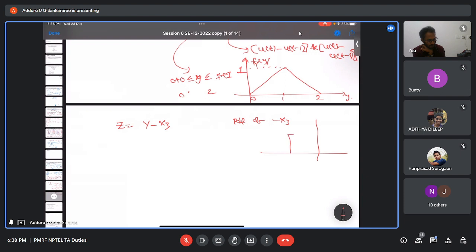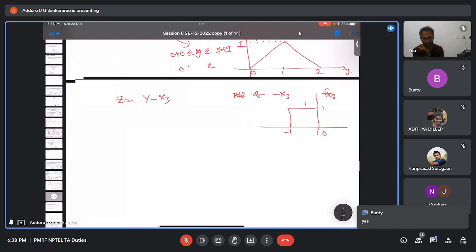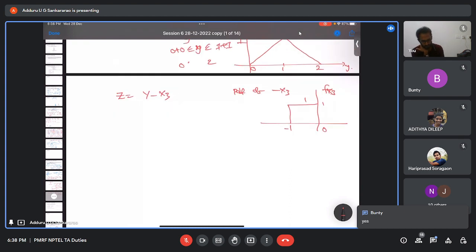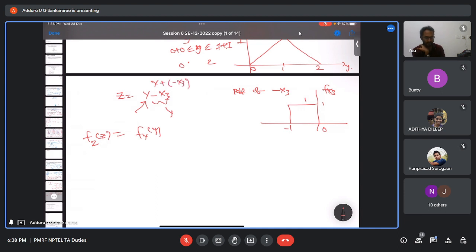Can I write like this, PDF of minus x3, from minus 1 to 0? Can I write like this? Yes or no? X3 is 0 to 1, so minus x3 is from here to here. Now fz of z will be what? Convolution of its PDF and convolution of its PDF. That means basically I'm writing Y plus of minus x3, that's it.